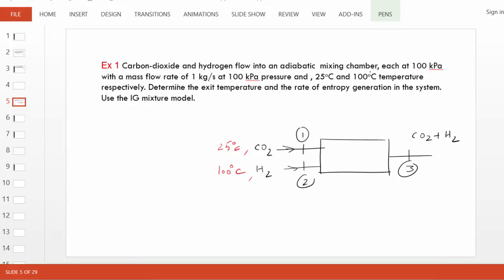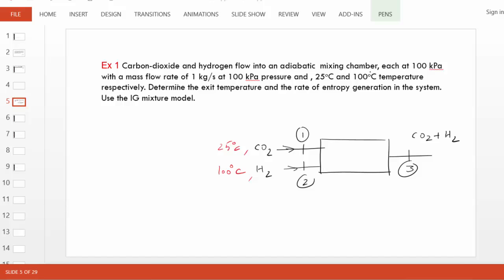Hello and welcome. In this problem, carbon dioxide and hydrogen are coming and mixing in a mixing chamber. They're coming at different temperatures and producing an exit flow of a mixture. We are supposed to find the exit temperature as well as the rate of entropy generation in the system.